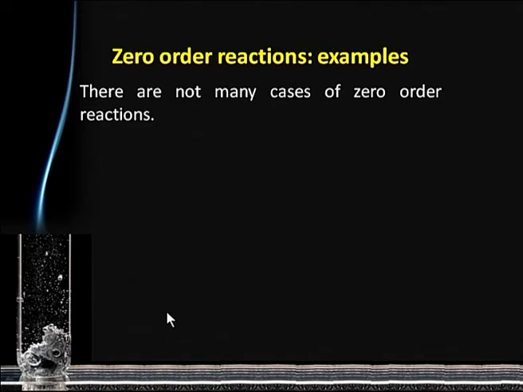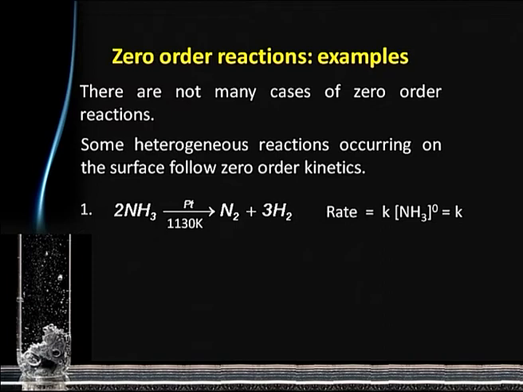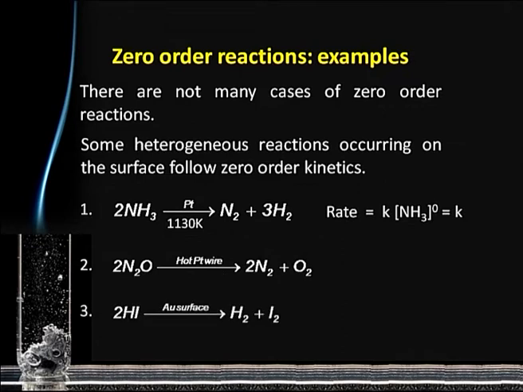There are not many cases of zero order reactions, and whatever reactions we come across take place on surfaces. These are heterogeneous reactions in fact. A very good example is ammonia decomposing on a surface of platinum at high temperature. The rate is independent of concentration of ammonia; rate is equal to rate constant. The second is again oxide of nitrogen on hot platinum wire. And the third example is the decomposition of HI on a gold surface.